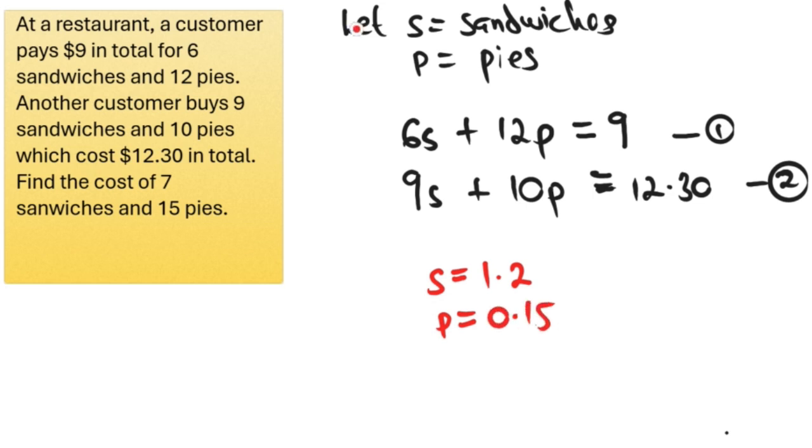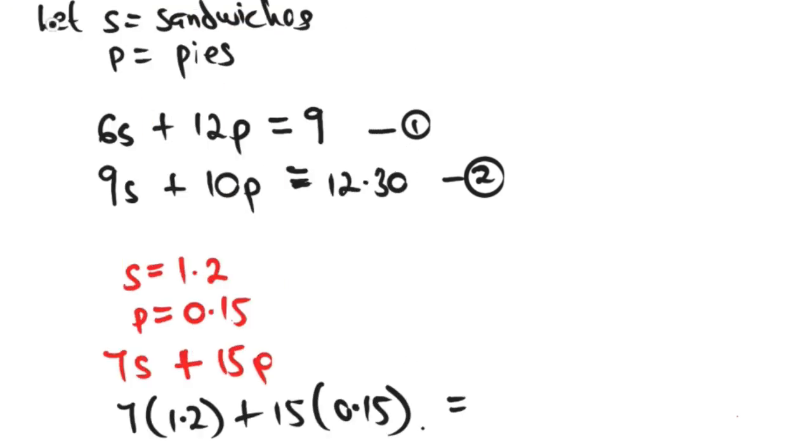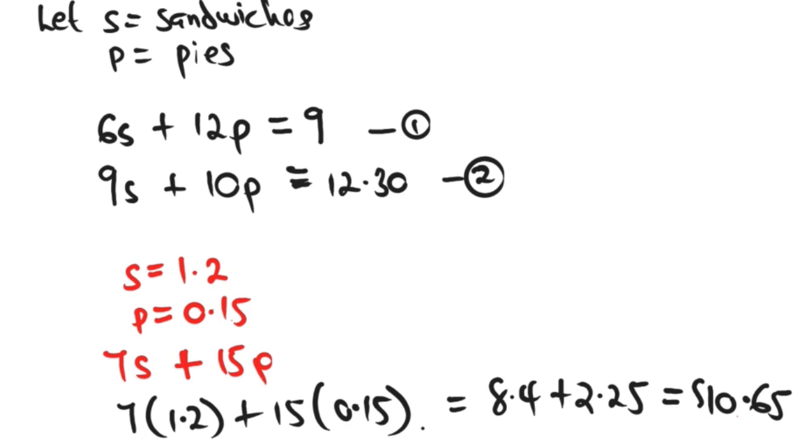But now they want the cost of 7 sandwiches and 15 pies. So what will that give us? That will be 7 times 1.2 plus 15 times 0.15. So 7 times 1.2 gives us 8.4, 15 times 0.15 gives us 2.25. So it means that the total amount becomes $10.65.